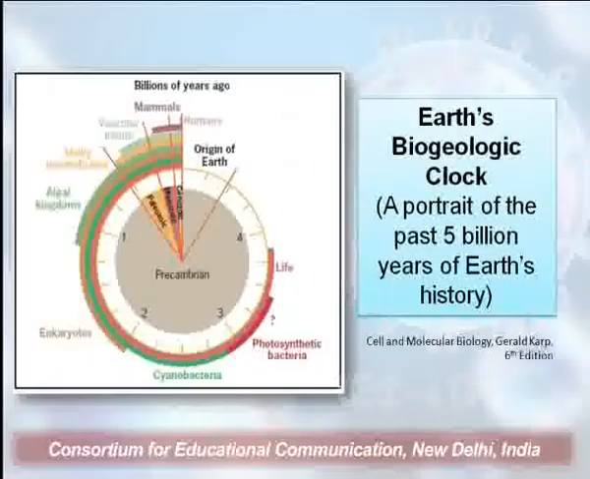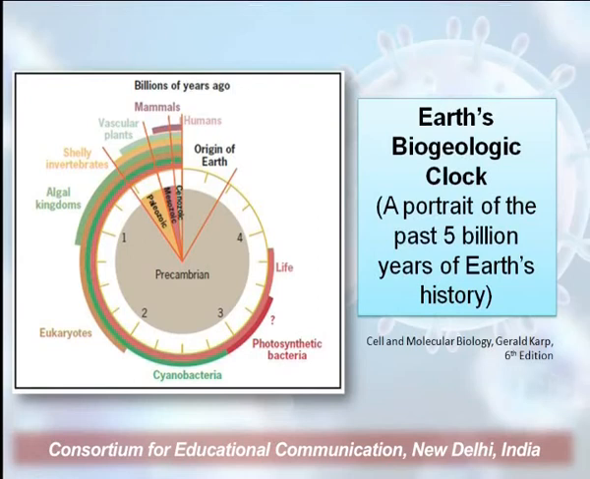Now, if we see the Earth's biogeologic clock, shown over here, which is a portrait of the past 5 billion years of Earth, we can see how exactly the origin of life took place and how life, the photosynthetic bacteria, then the cyanobacteria, came into the picture. Eukaryotic and algal kingdoms came into the picture, then the vascular plants, and mammals and humans evolved through the various timelines. So this is the Earth's biological and biogeological clock, showing how all these structures evolved from the cells and the cell origin.